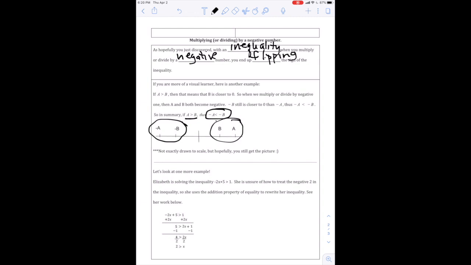Now, even though these numbers aren't to scale, hopefully you can still get the picture and figure out what's going on. Let's look at one more example. Another way you can approach this.